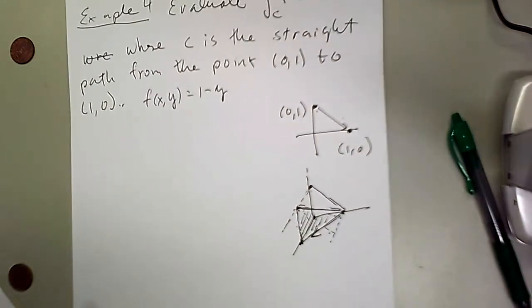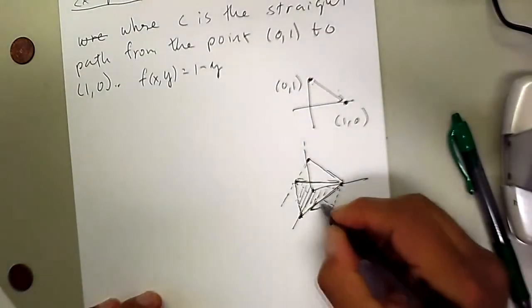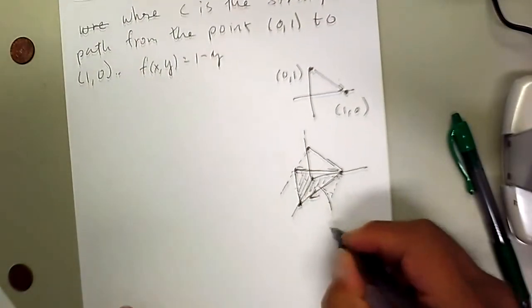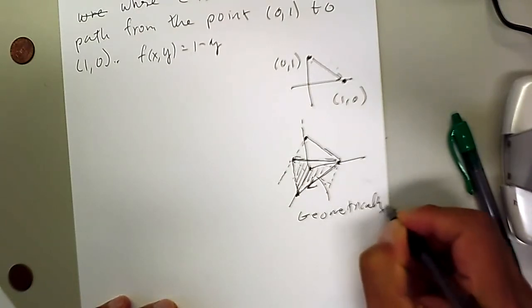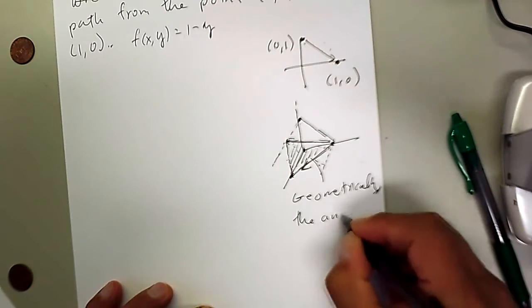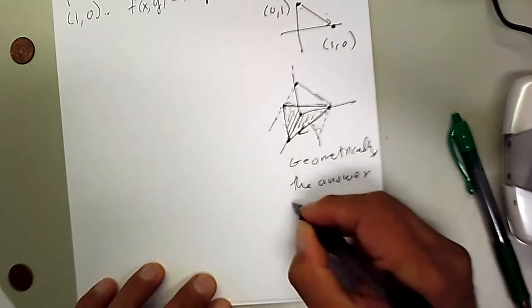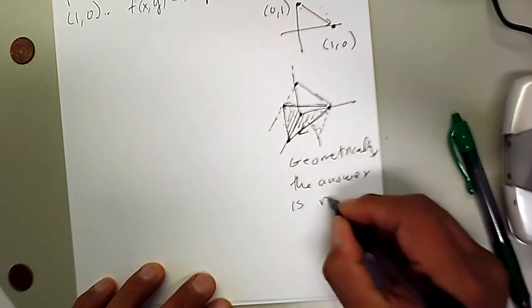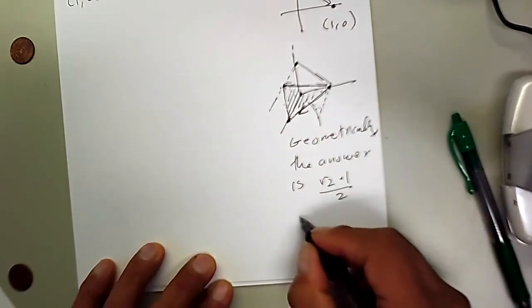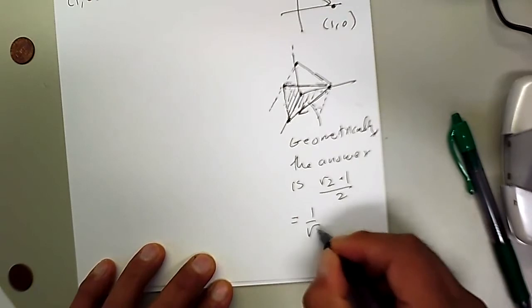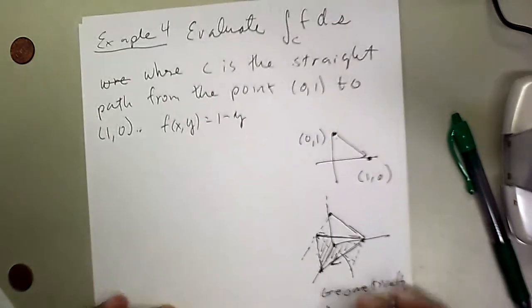But let's do this. Geometrically, the answer is, so the base is square root of 2 times the height divided by 2 because we got a triangle and those are the base. And then when we simplify, we get 1 over the square root of 2. But let's see.